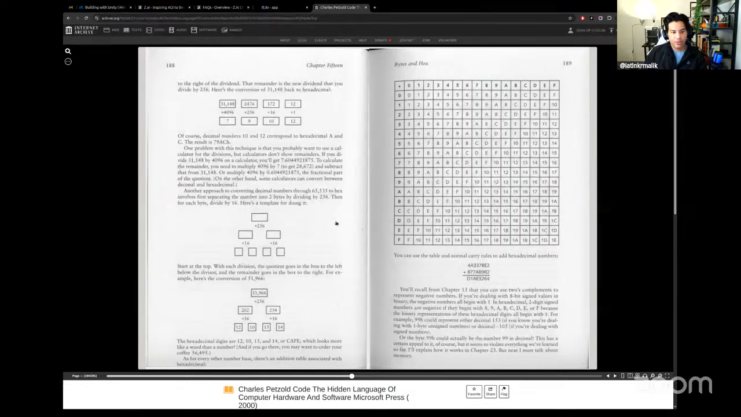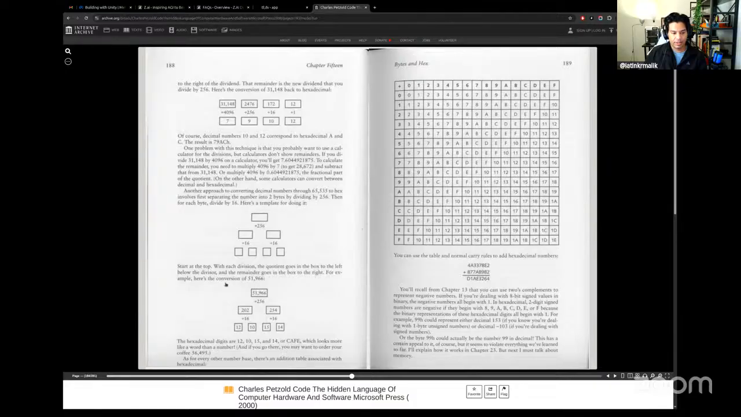So another approach to converting decimal numbers through 65,535 to hex involves first separating the number into 2 bytes by dividing by 256, and then for each byte dividing by 16. Here is another template for doing that. Start at the top. With each division, the quotient goes into the box on the left and below the divisor, and the remainder goes in the box to the right.